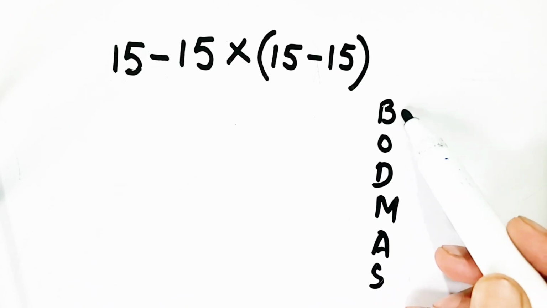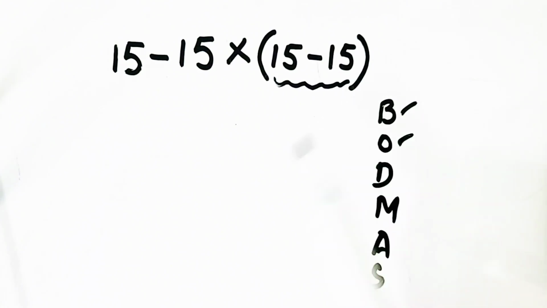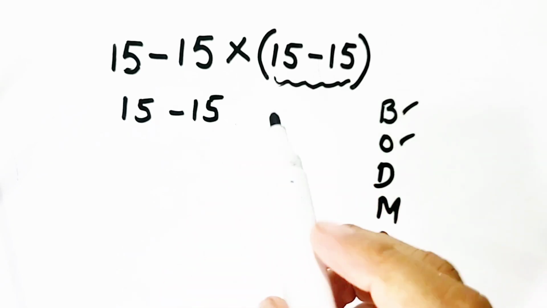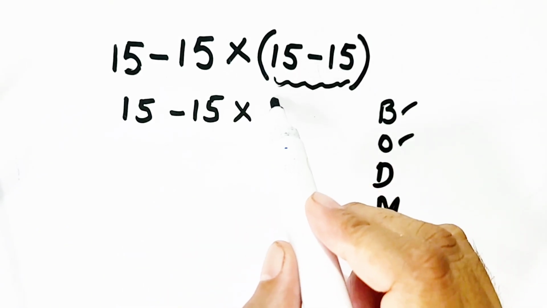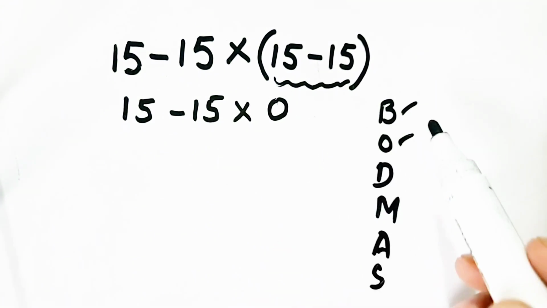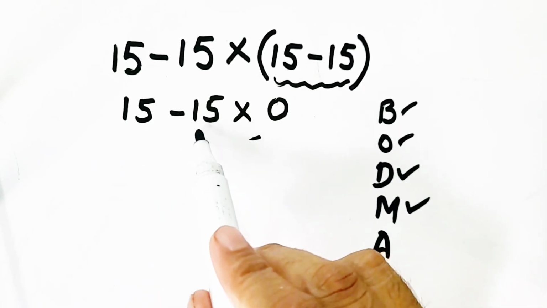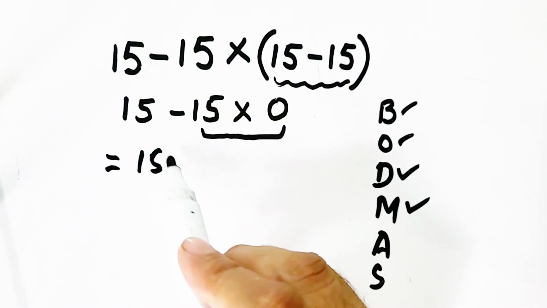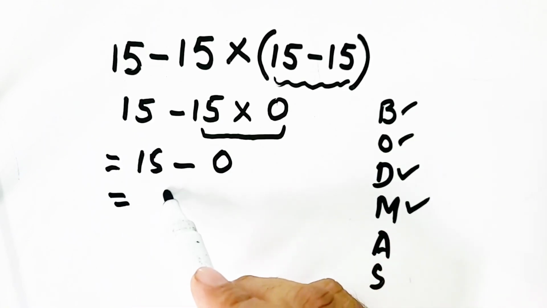According to the math principle, first of all, we have to solve the parentheses or brackets. So this bracket has 15 minus 15. When 15 minus 15 will be equal to 0. Okay? Now, according to the math principle, there is division and multiplication. But in this question, there is no division, so we will multiply. 15 minus 15 times 0 is equal to 0. So its answer will be 15.